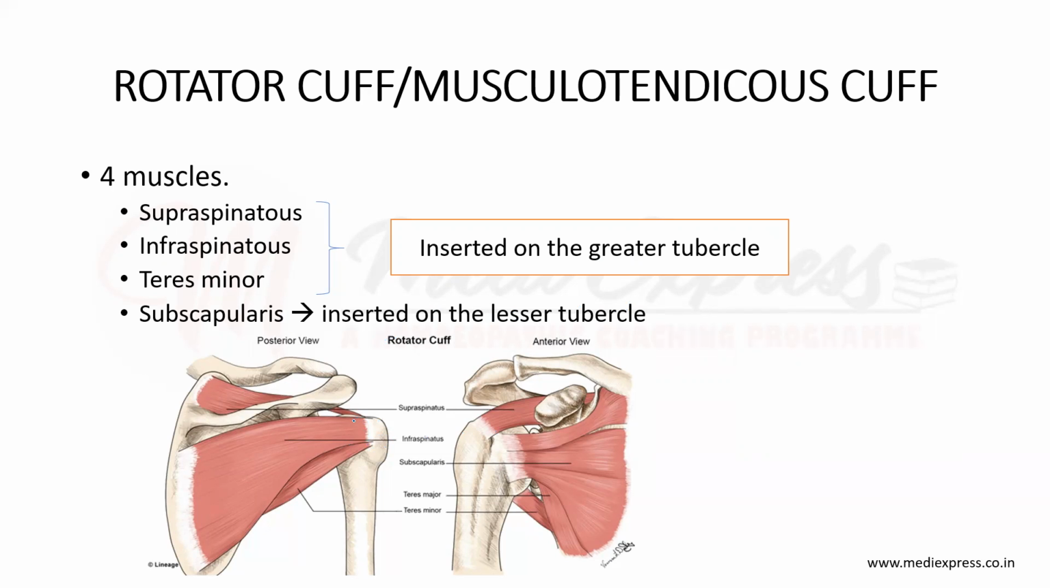You can see over here. All these three are inserted into the greater tubercle, but we have a lesser tubercle over here in which the subscapularis muscle is being inserted. Now, these are the muscles which are included in the rotator cuff or the musculotendinous cuff. Very important. You just need to know the muscles' names. We will be dealing with the muscles in detail in a later hour.